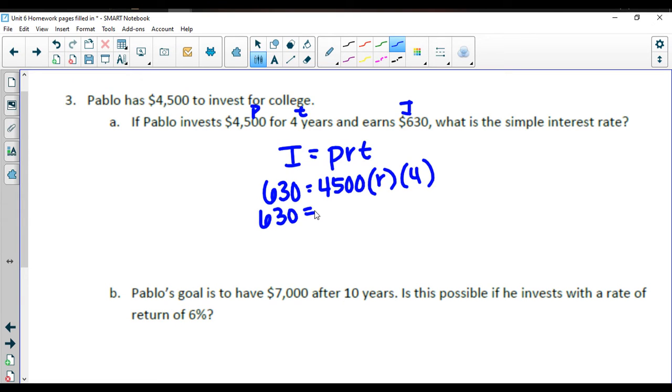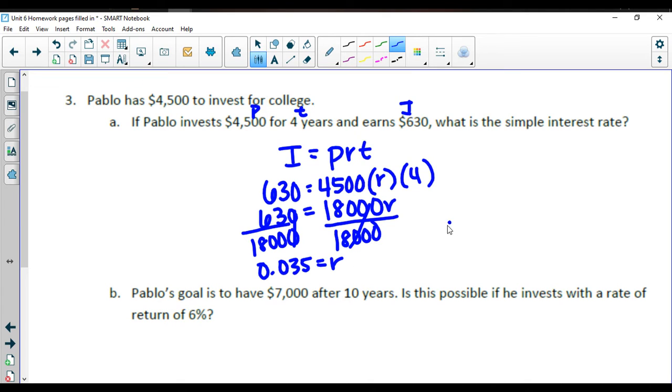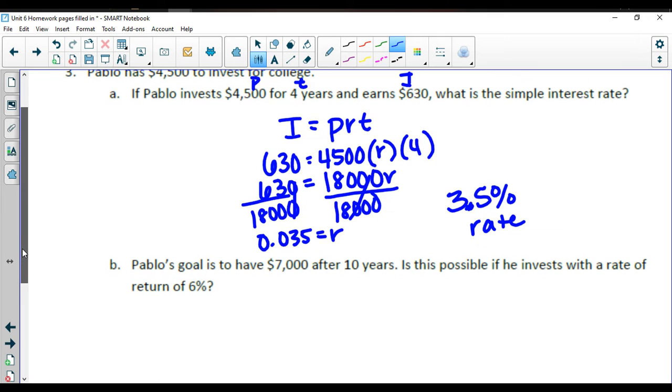So we're going to have this, 4,500 times 4 is 18,000 R. To get R by itself, we divide through by 18,000. And 630 divided by 18,000 is going to give us 0.035 for our R. And it's a rate, so we need to move that decimal point over, so 3.5% rate is what he has.